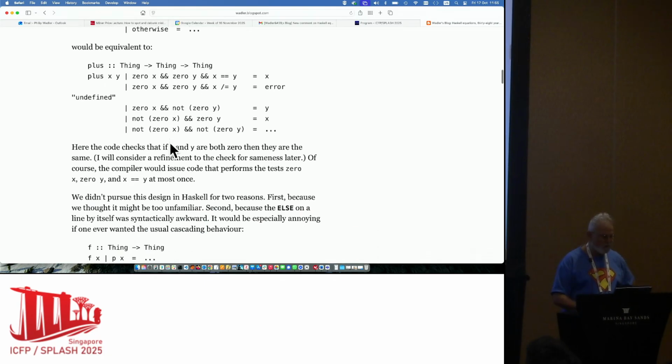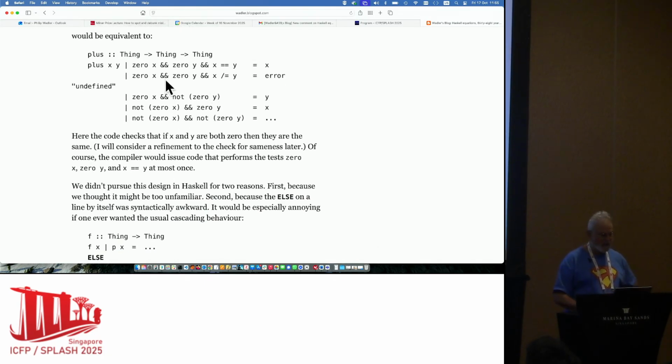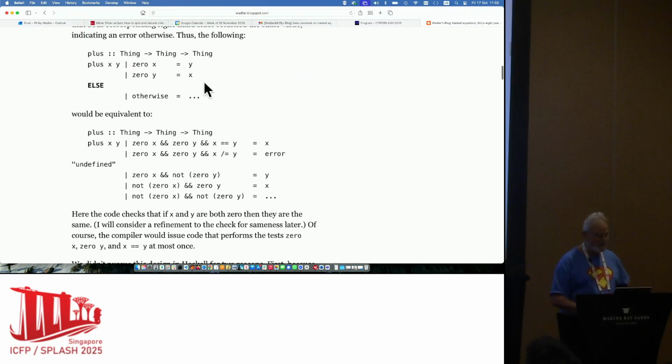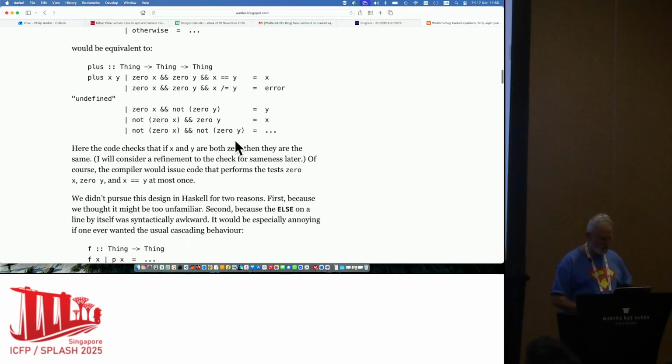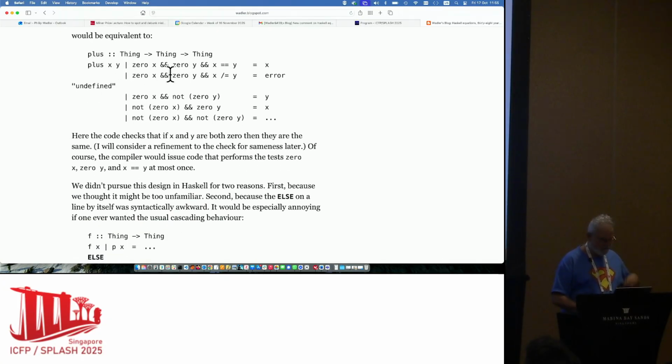So, what would it look like to check it? If you'd write down this, it would compile into something much larger. If x is 0 and y is 0, and x is equal to y, then return x. But if they're both 0 and they're not equal, something went wrong, so return an error message. Sorry, this is wrapped around because that's just the way the blog displays things, alas. And if one is 0 and the other one is not 0, you know what to do. And if they're both not 0, then we go and do the otherwise clause.